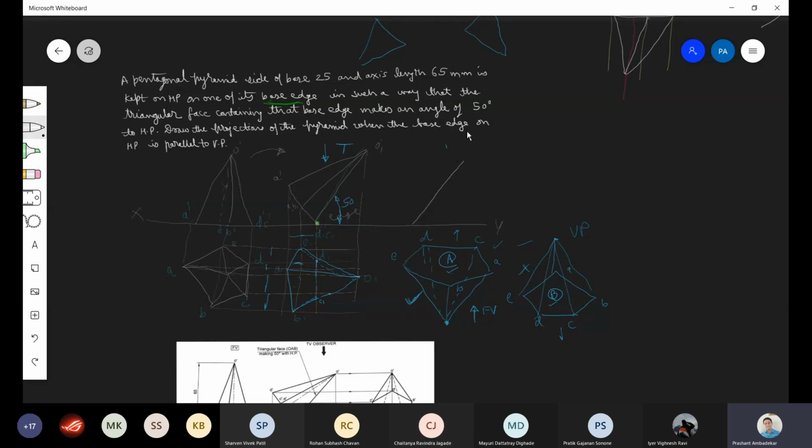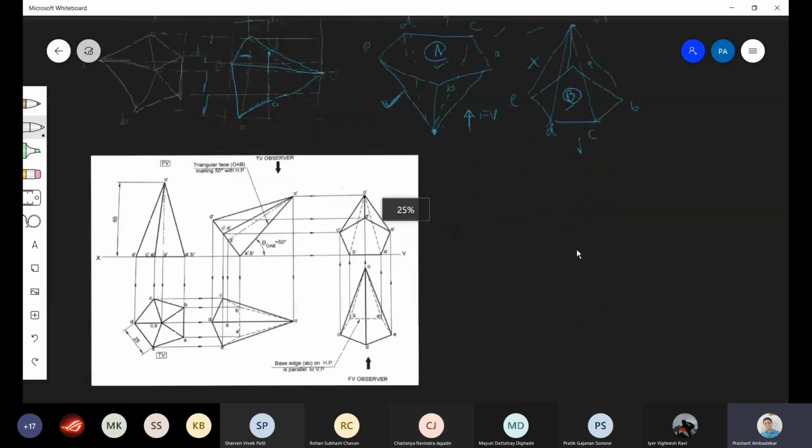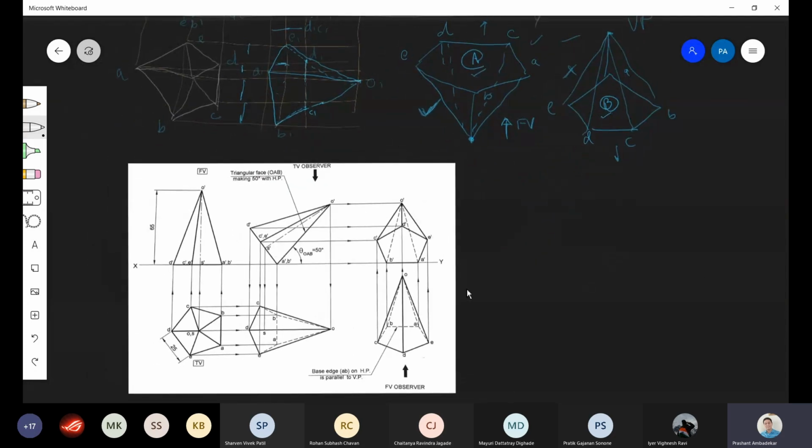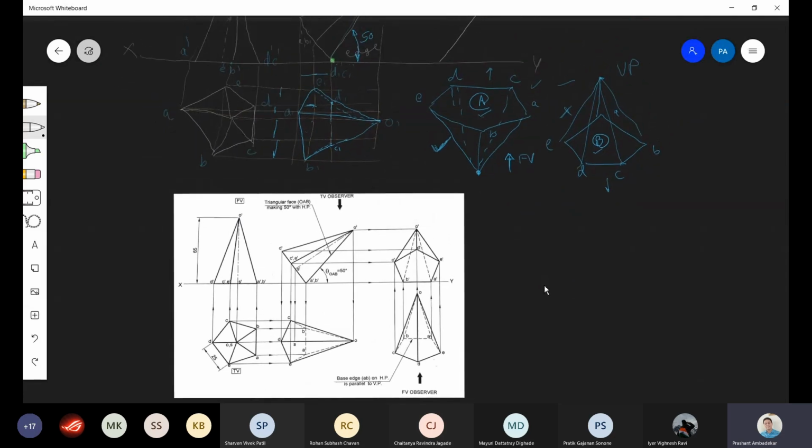Draw the projections of the pyramid when the base edge on the HP is parallel to VP. Base edge on the HP means we are talking about DC, which is on HP, and it is parallel to VP. So this is the solution that we had drawn in the morning, and now you can see this is the solution. Can you all see the solution? This is taken from the book. Yes, so this is the solution, and you can see here first stage where we have to consider perpendicular.